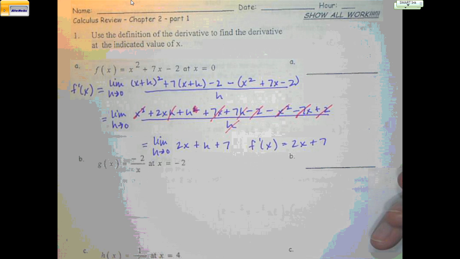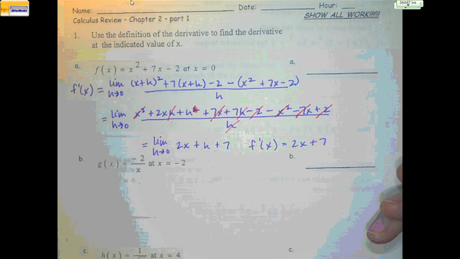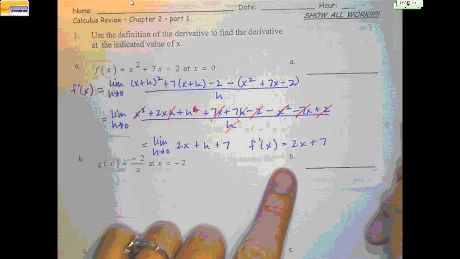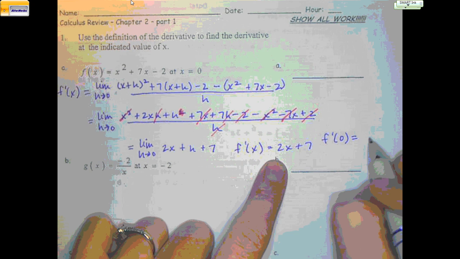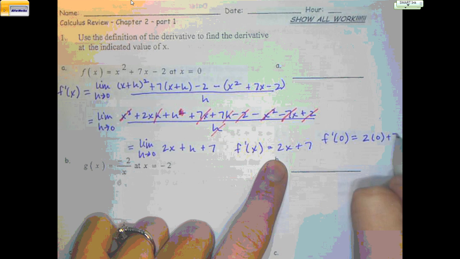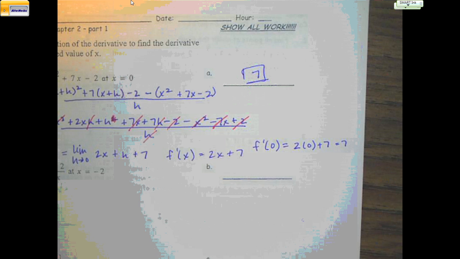Have we finished the question? No, it wants you to find the slope at x equals 0. When x is 0, what's the slope of the tangent line? It is 7, and here's how we get it. We take the derivative, we plug in 0 for x, and we get 7. How many of you guys already had 7 on your paper and you did it this way? Ah, yes, you got to read the directions. Got to use the definition for derivative.